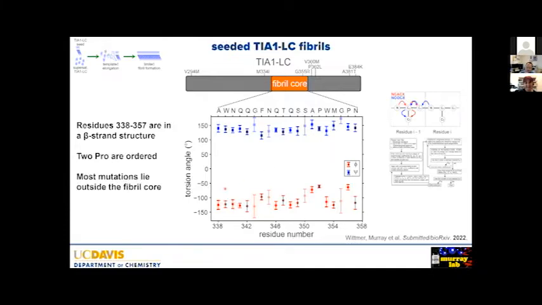There are two interesting aspects of this. There are two ordered prolines. If you look at the C terminus of this 20 amino acid stretch, you can see that there are two well-ordered proline residues, and that most of the TIA1 disease mutations actually lie outside of the rigid fibril core.